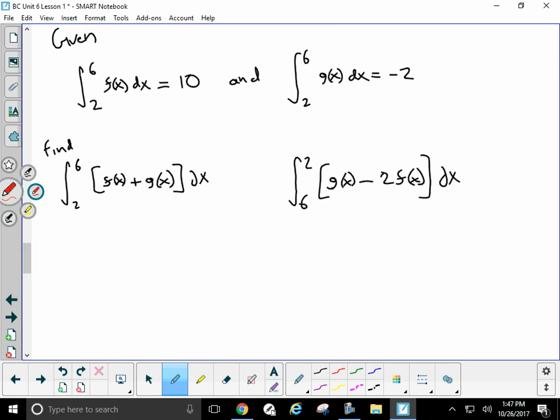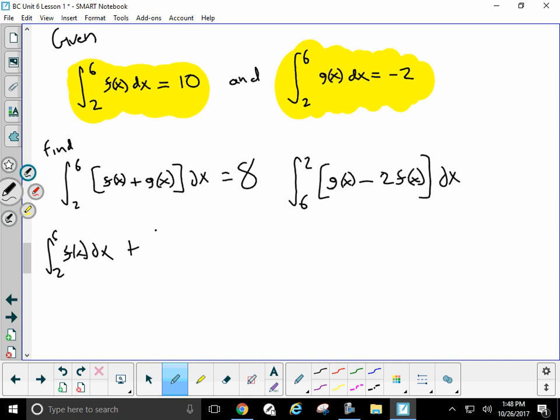Next one, we have information about f from 2 to 6 and information about g from 2 to 6. Well, what's the integral from 2 to 6 of f plus g? Now, you can just figure out that this is 8 very quickly. But properly, you should probably rewrite it into two different integrals, knowing that you can. From 2 to 6 is 10. 2 to 6 is negative 2. 10 plus negative 2, 8.